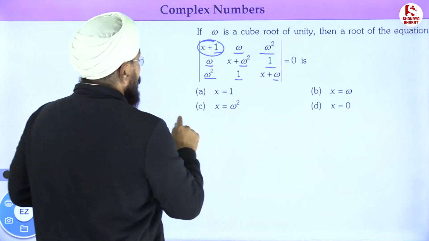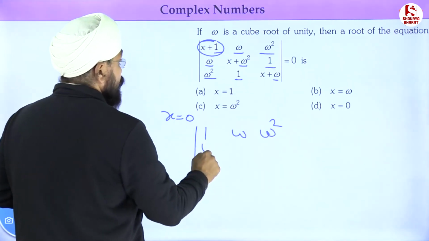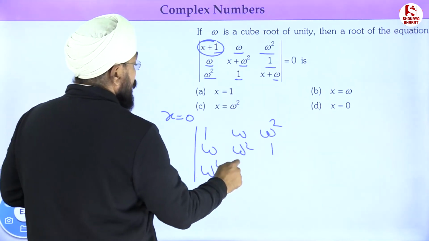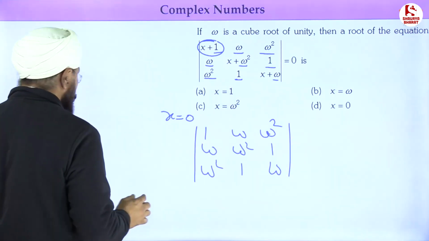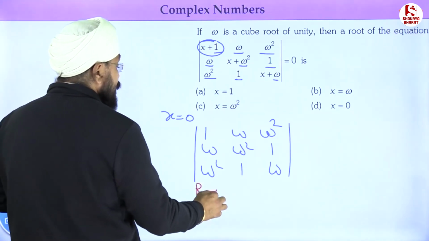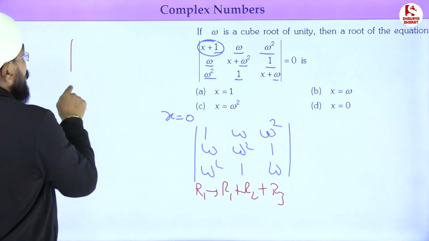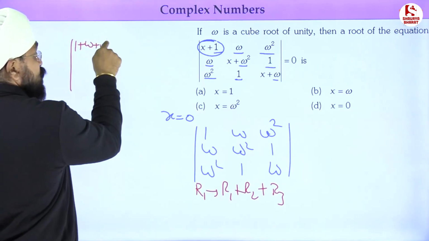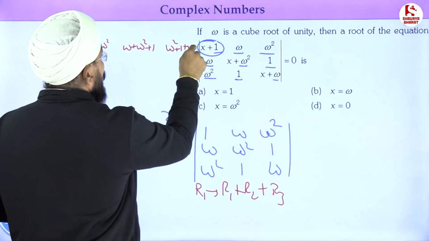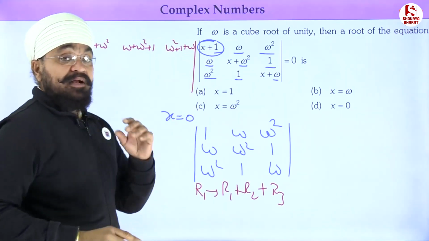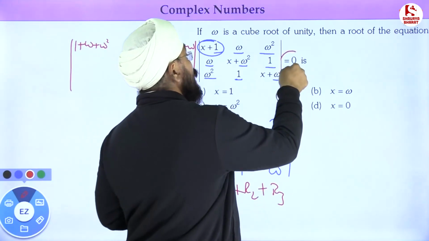So there is only one value, that is if I put x equal to 0, I'll get 1 omega square, omega square and 1, omega square 1 and omega. When you add them all, definitely the property that we applied just now in this question, where you go with R1 equal to R1 plus R2 plus R3, you'll see all the things get added to the numerator, which will give you 1 plus omega square. Next, omega plus omega square plus 1, and next omega square plus 1 plus omega. That means the first row will become 0. If the first row becomes 0, the result is 0. So the determinant will have the answer 0.